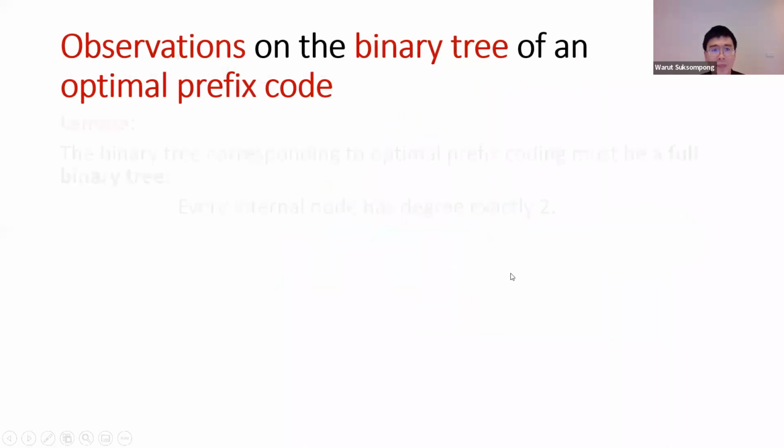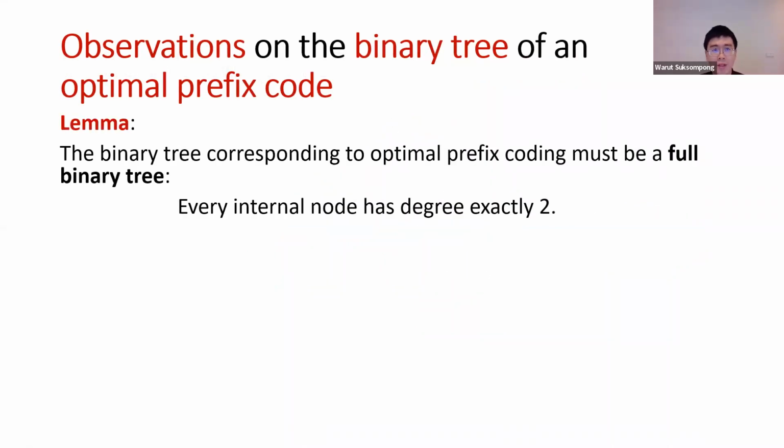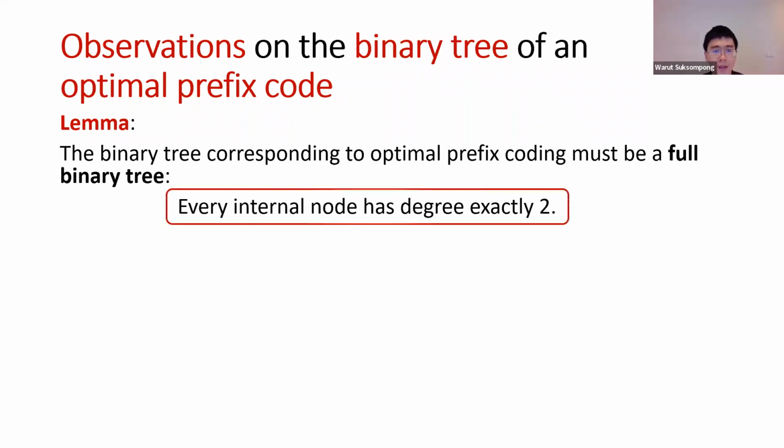So you see that for any optimal tree, it has to be the case that every internal node has degree exactly 2. It cannot be that some internal node has degree 1, because that node is useless. It's just unnecessarily increasing the length of some paths. So we know that in any optimal tree, every internal node has to have degree exactly 2, so it has to be complete in that sense. Okay, that's a good start. But still, there are many such trees.